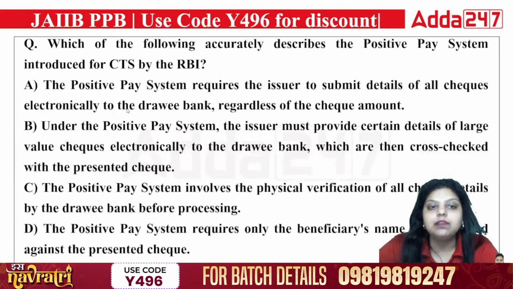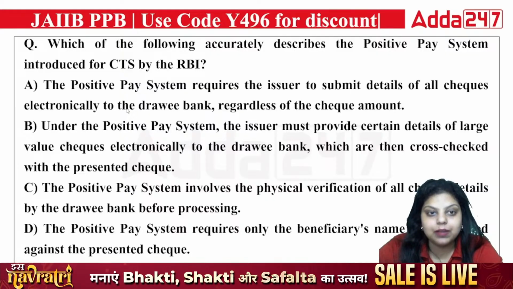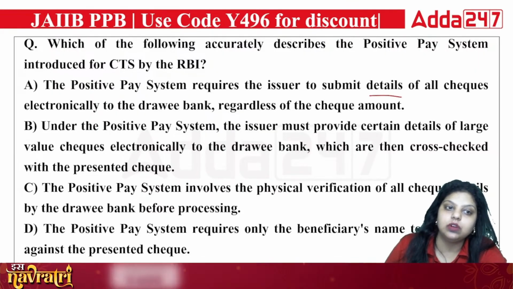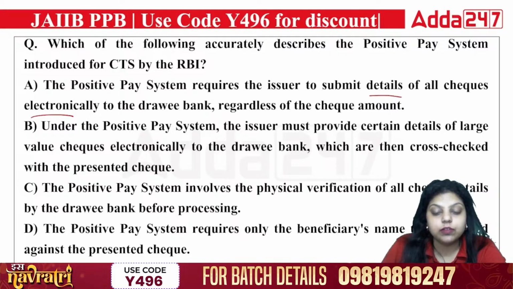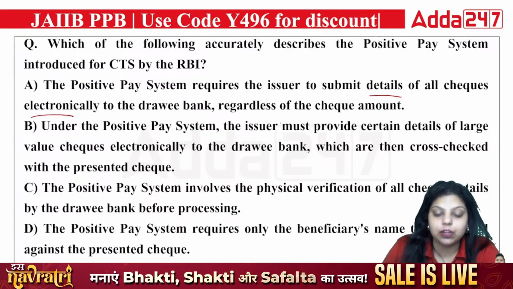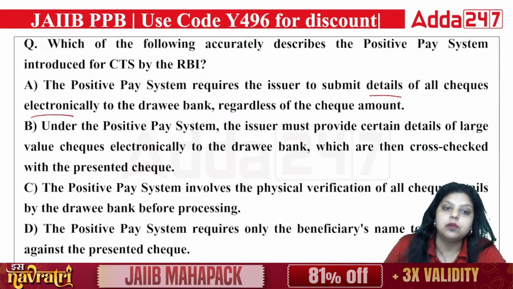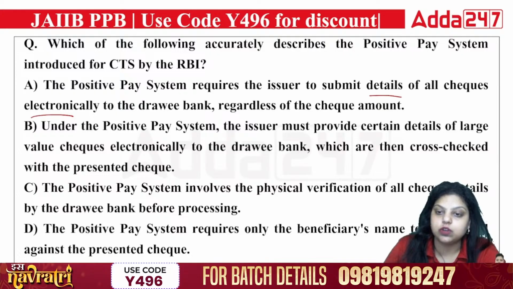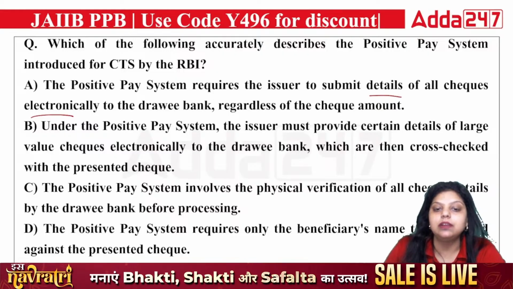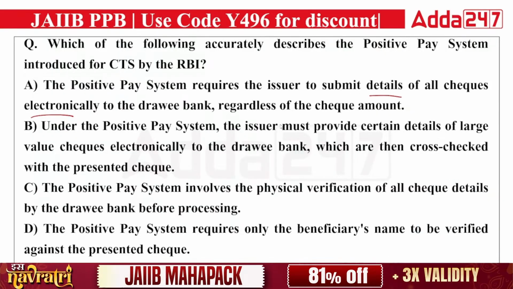Next we have which of the following accurately describe the positive pay system introduced by RBI for the CTS. So first is saying the positive pay system requires the issuer to submit details of all check electronically to the drawee bank regardless of the check amount. Second is saying under the system, the issuer must provide certain details of large value check electronically to the drawee bank, which are then cross-checked with the presented check. Then the positive pay system involves the physical verification of all check details by drawee bank before processing. And fourth is saying the positive pay system requires only the beneficiary's name to be verified against the presented check. So what do you think, which one is correct here?